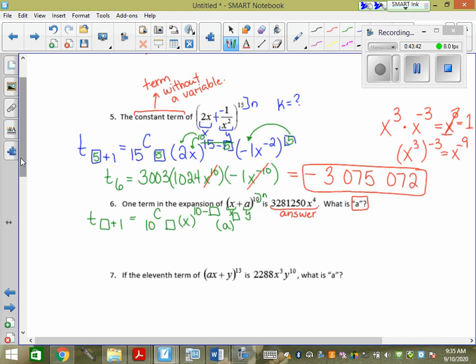Now, until now, we've always found what this equals, right? But they actually gave us the answer, didn't they? In the last one, we said T6 equals this. So we could plug this answer in for T6, couldn't we? So if we're given the answer, we can plug it in for this blue spot right here. So I can go 3,281,250 x to the 4 equals 10c box, x to the 10 minus box, a to the box.